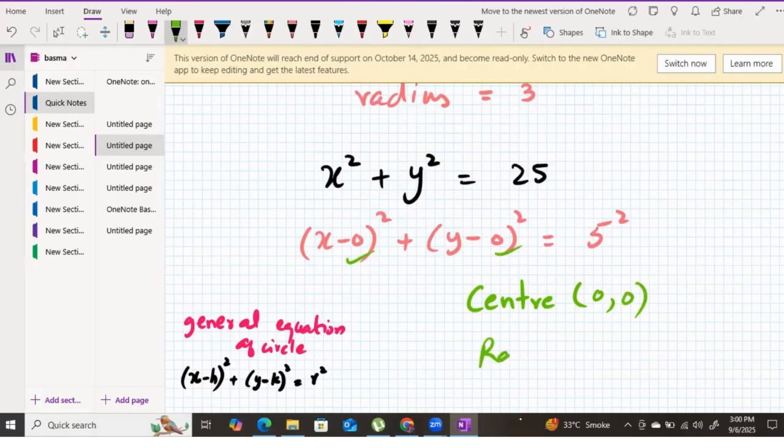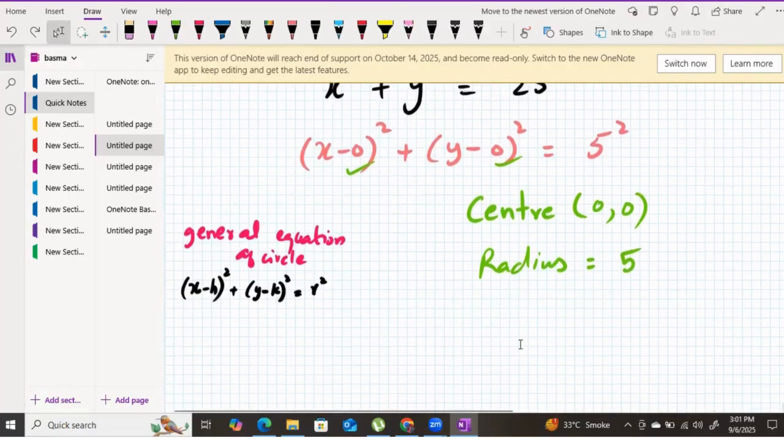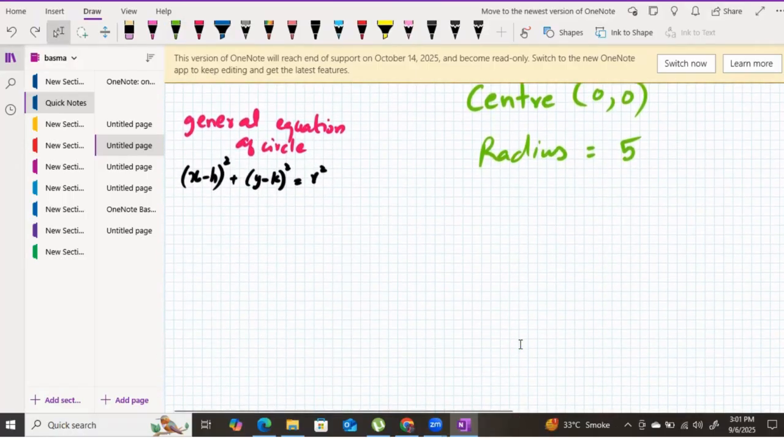And the radius, what would be the radius? The radius would be 5, right? Because I have the square of something and that base is gonna be the radius, just like here, the square of r. So that's how we can find the center and the radius of any equation of a circle. And if you get the center and radius, it would be very easy to plot that circle.